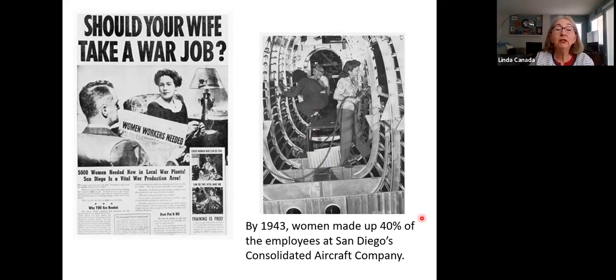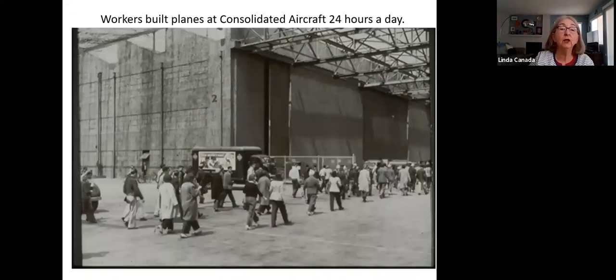So here at Consolidated, women made up 40% of the workforce at one point, a big shocker to the men who were able to stay and work in the plant. They were just simply not used to having these women around. It was difficult for the women as well. Women's restrooms were far apart, and there were other things that weren't all that pleasant for them as well.